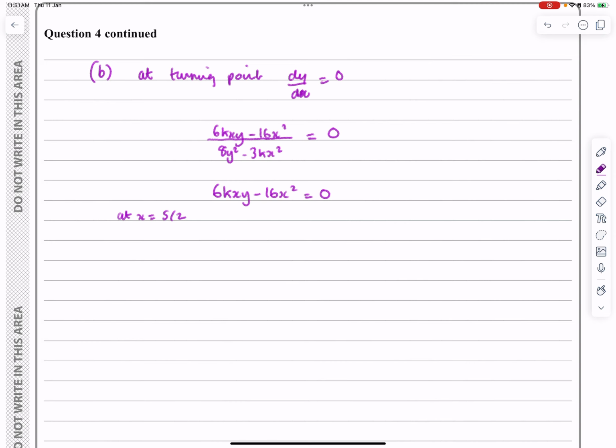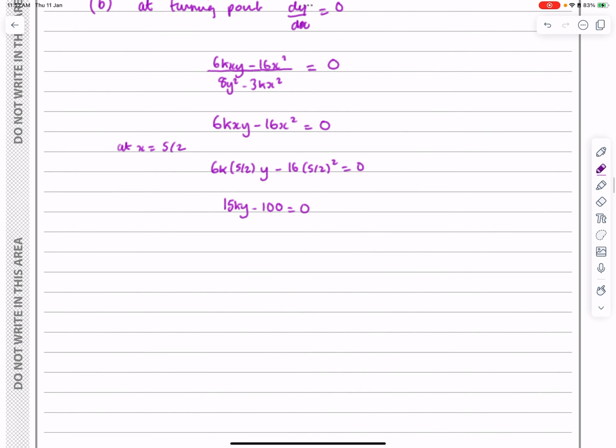So if I put 5 over 2 in, it's 6k times 5 over 2 times y minus 16 times 5 over 2 squared equals 0 here. So if we multiply all that out, we're going to get 15ky minus 100 is equal to 0. Right, so what that means is that I'm going to get a value for y, but in terms of k. Let's just rearrange all this. I'll do that really quickly. y is going to be 100 over 15k, isn't it? So 100 over 15k. y is going to be, tidy that up, 20 over 3k.